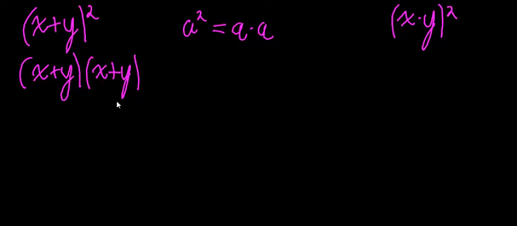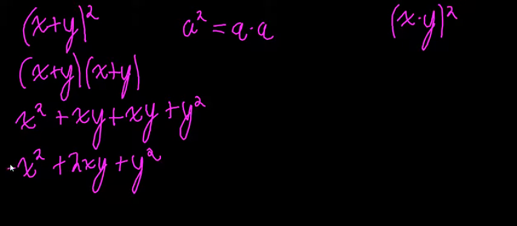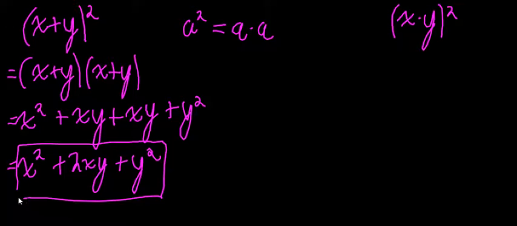And this is a product of two binomials. So when we expand this out even further, we can just use FOIL to give us x² + xy + another xy + y². Combining like terms, this gives us x² + 2xy + y². So this is what we get when we expand out (x + y) quantity squared.